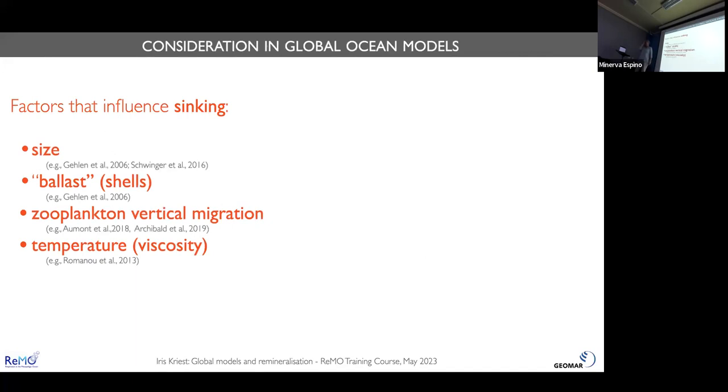Are these considered in global models? I would say yes, to a certain extent. Indeed, global modelers have been interested in all those different processes. So for example, the effect of aggregate size and ballast was considered in the model study by Gehlen and colleagues in 2006 in the French global model. Also, Jörg Schwinger from Norway looked at aggregates at a global scale. Zooplankton vertical migration was embedded in some models. The viscosity effect is in one Earth system model that's participating in CMIP 6.